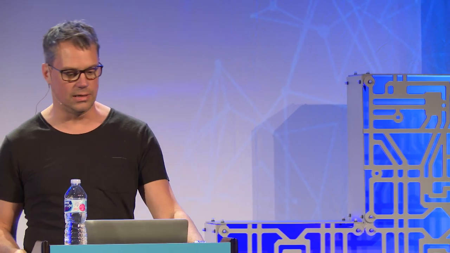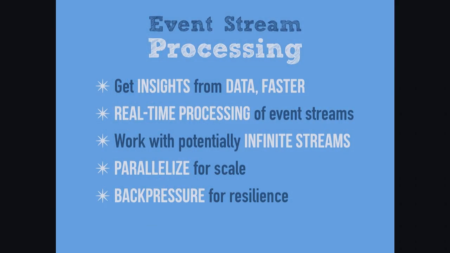Okay, and it usually has a lot of operators for parallelizing for scale, for parallelizing for resilience, etc. It usually relies on back pressure also to have a steady flow and not process more data than you can currently handle, and tell the producer to slow down.